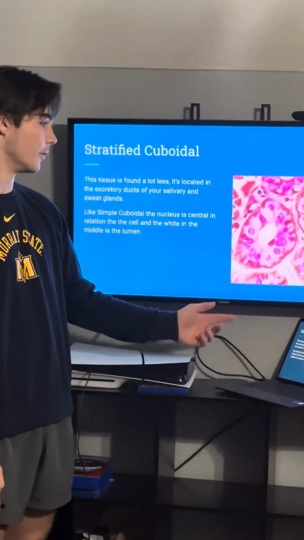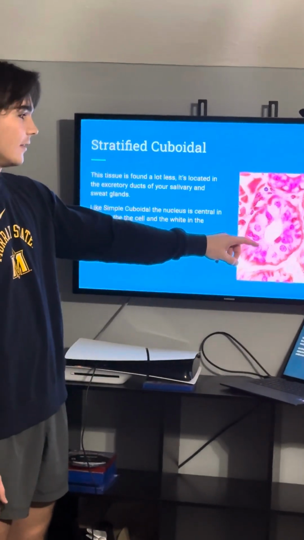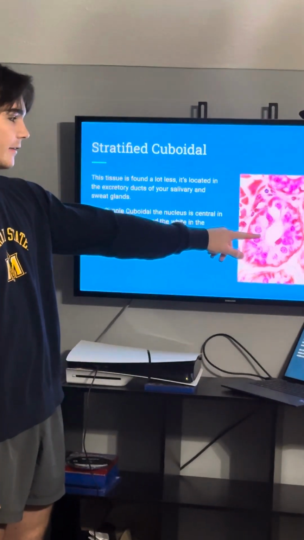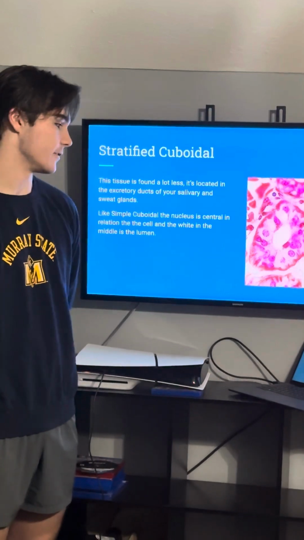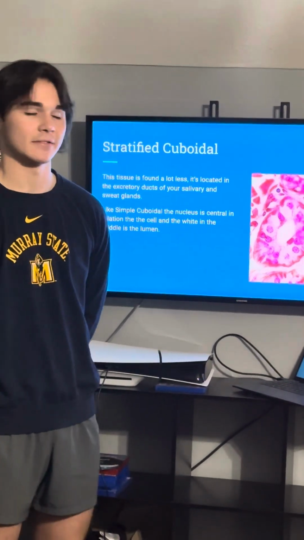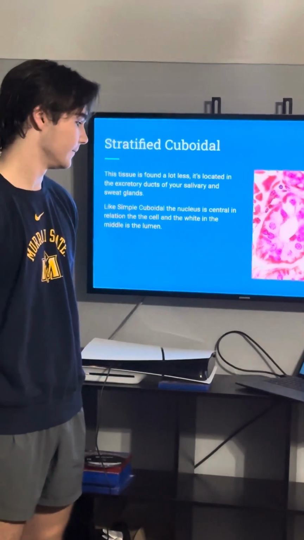Next is stratified cuboidal. Here's a little bit better picture of it with the nuclei and the lumen. It's found a lot less. It's mainly only found in your sweat glands, so it's harder to find.